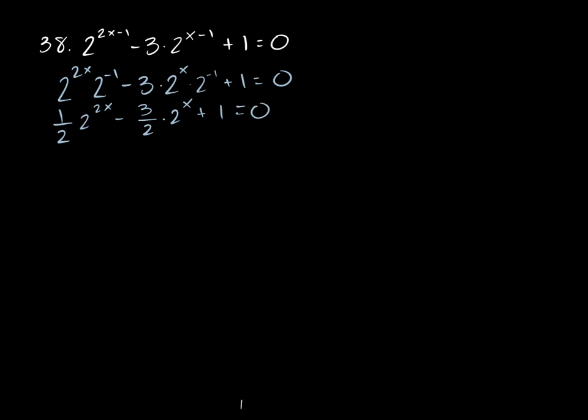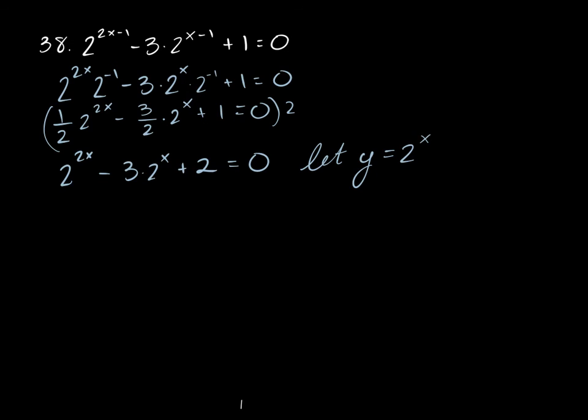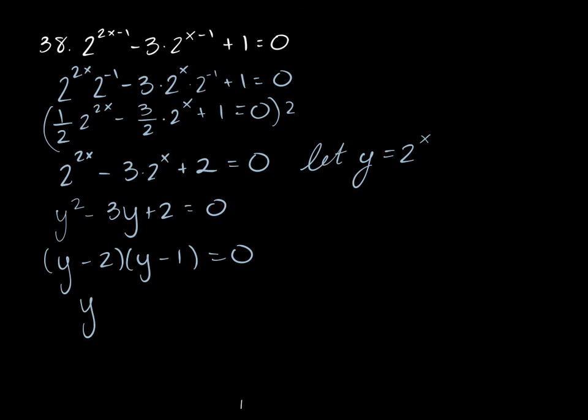And then I'm going to multiply both sides by 2 to get rid of those fractions. So I get 2 to the 2x minus 3 times 2 to the x plus 2 equals 0. From here, I'm going to let my dummy variable, y, take the place of 2 to the x. So I get y squared minus 3y plus 2 equals 0. So y minus 2 times y minus 1 equals 0. y equals 2 or 1.